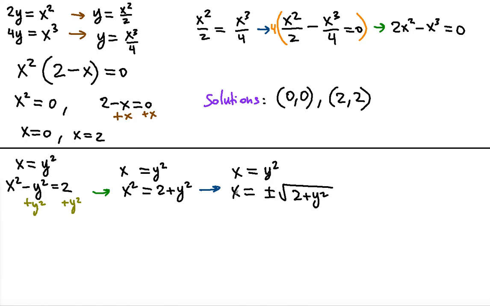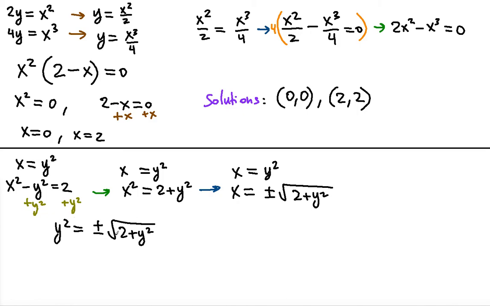Well, notice that you will set the results for the x equal, right? So you're doing y squared is equal to plus minus square root of 2 plus y squared. You might say, I'm kind of confused. Where do I go from here? How do I solve for y?